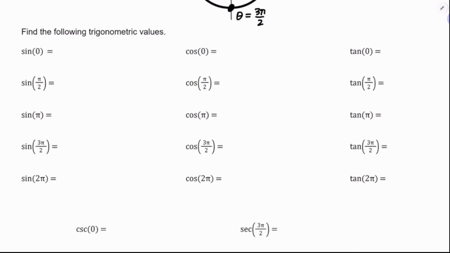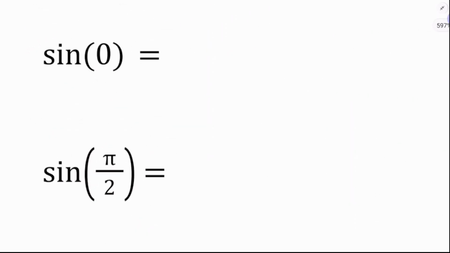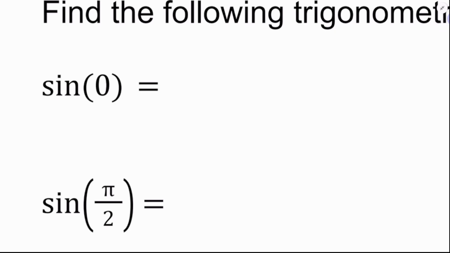Sine of 0. With these, I'm still going to recommend that we draw a diagram every time. It's going to get a little bit crowded, but I'm going to draw a new diagram for each one. I'm just going to zoom way in. All right, so sine of 0. I'm going to need a thinner pen, I think.